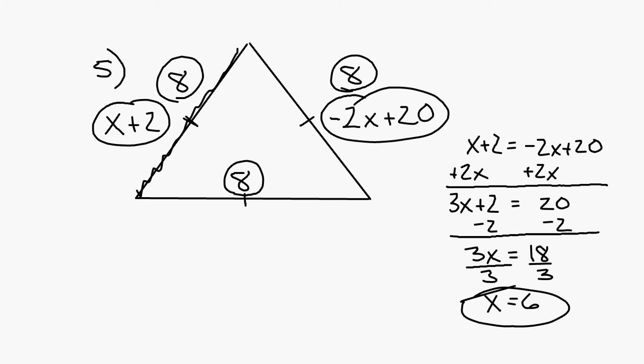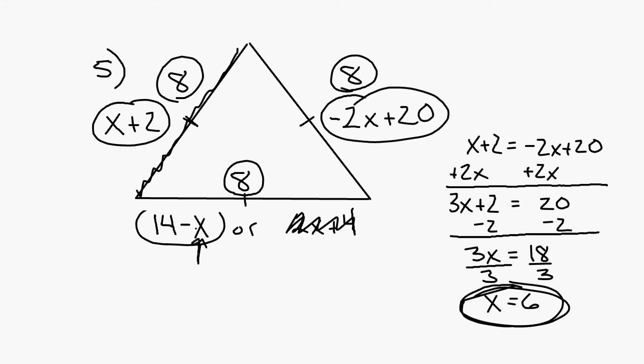Now they're asking you, can the bottom be 14 minus x, or is the bottom 2x plus 4? Well, if you substitute the 6 in for the x, what's 14 minus 6? 8. What's 2 times 6? 12 plus 4. 16. It can't be this one, can it? All right, so it's got to be the 14 minus x. So solve for x, and then just substitute it into the two options. Okay?